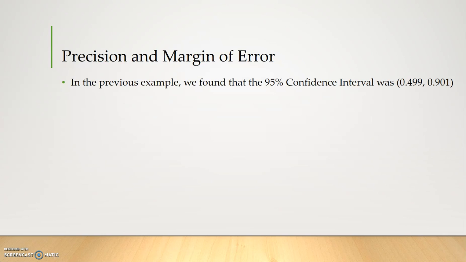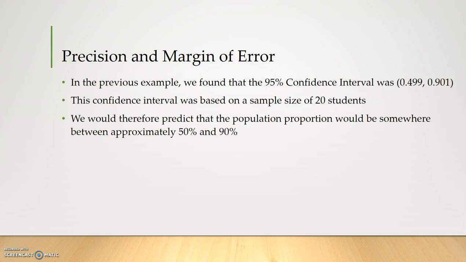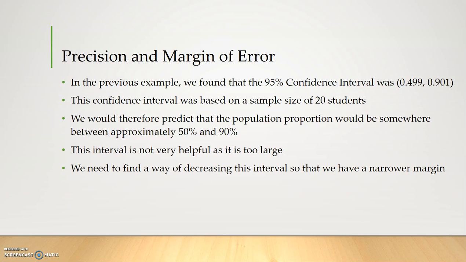In the previous example, we found that the 95% confidence interval was 0.499 to 0.901. However, this confidence interval was based on a rather small sample size of 20 students. And based on this estimate, we would therefore predict that the population proportion would be somewhere between approximately 50% and 90%. This interval is not really very helpful. It's really too large. We need to find a way of decreasing this interval so that we have a narrower margin.